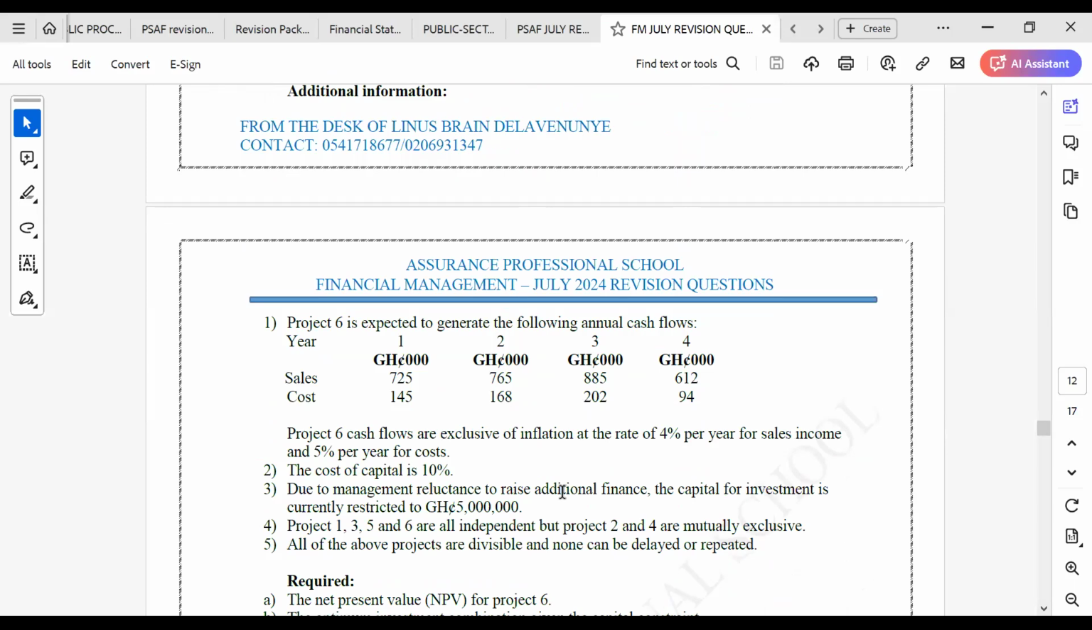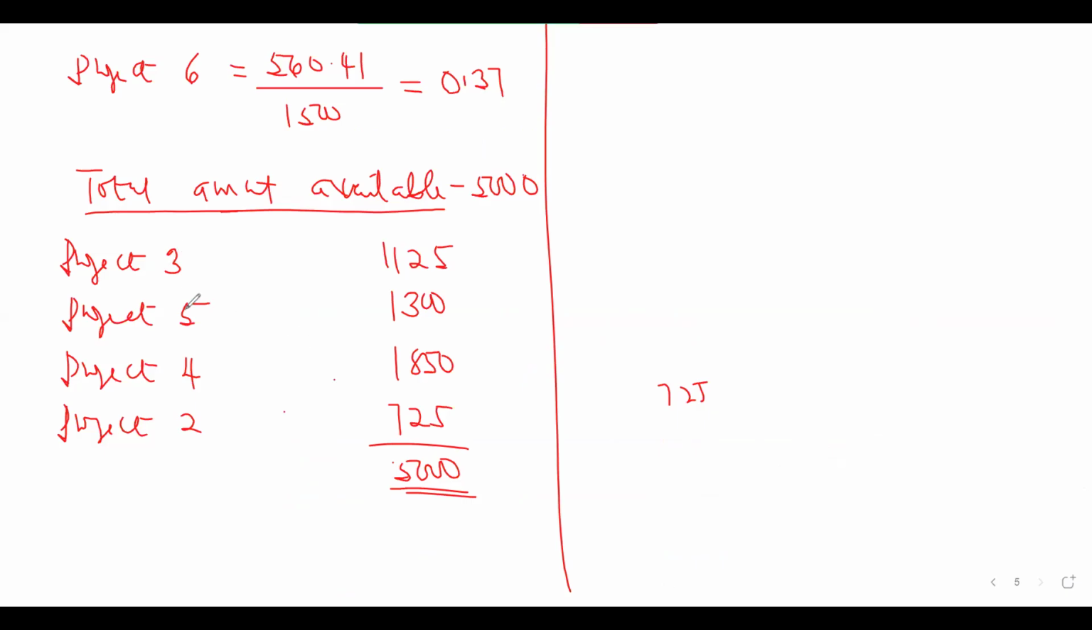Project 1, project. Okay, let me come. Project 1 is what? Let's take this into consideration before we rank. Projects 1, 3, 5, and 6 are independent, which means that they can be undertaken at the same time. So we have to pay attention to that and do the ranking. Okay. So projects 1, 3, 5, and 6 are all independent. But what is happening to project 2 and 4? 2 and 4 are mutually exclusive.